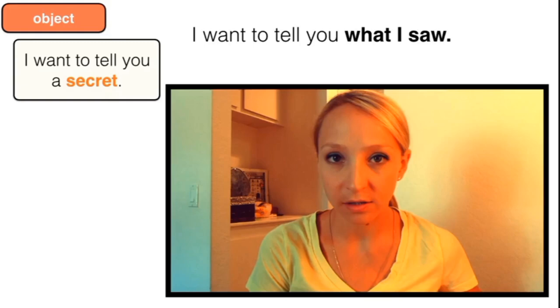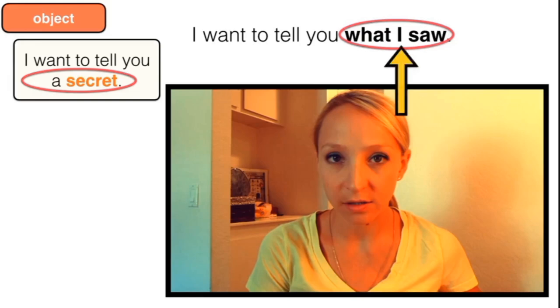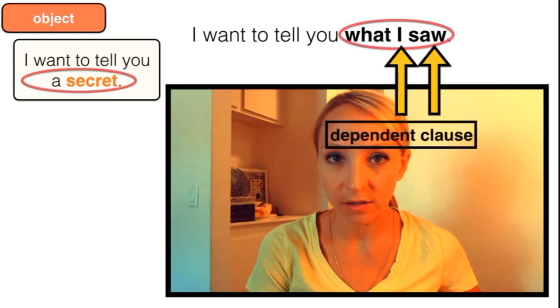In the sentence, I want to tell you what I saw, what I saw is also acting as an object. In this case, what I saw is a noun clause because it performs the job of a noun and contains a subject and a verb. Because this clause is not the main clause of the sentence, we know that it is a dependent clause. Therefore, all noun clauses are dependent clauses. Let's look at 2 more examples.